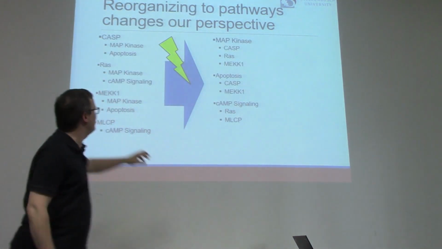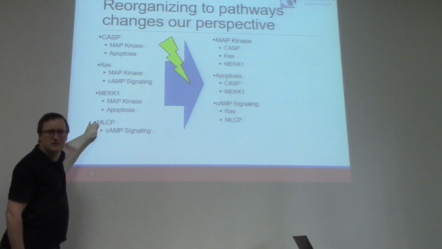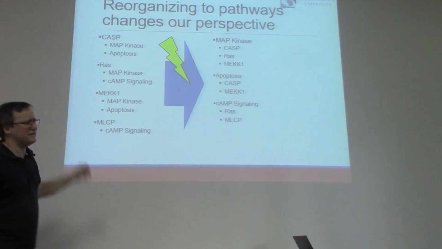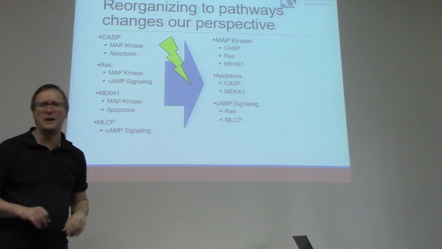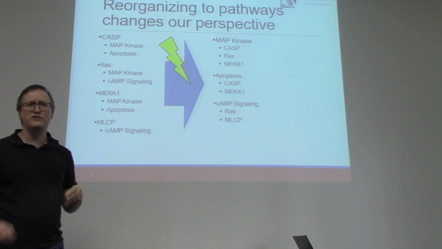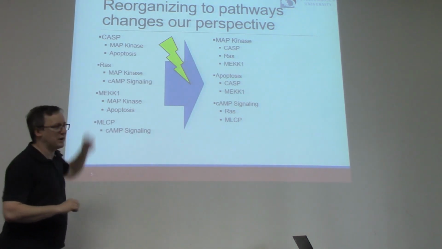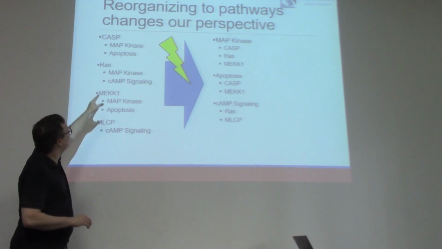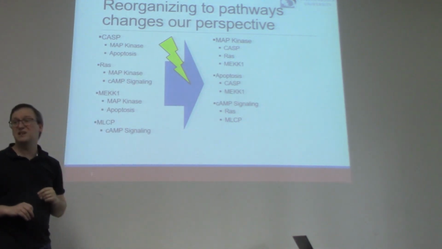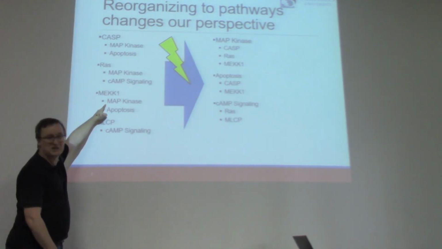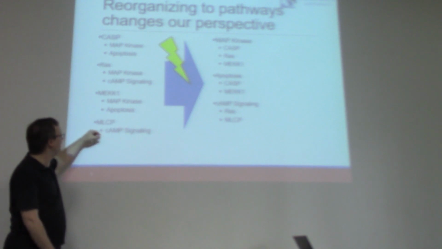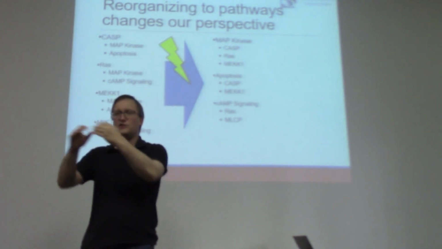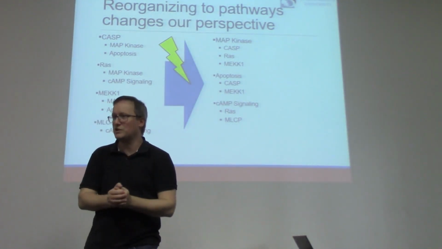So a lot of times we think of people enumerating genes and then putting together some sort of assessment of what types of activities are attributed to them. So I've just pulled a few functions from a few very popular genes. So CASP up here is part of the MAP kinase pathway. CASP is part of the apoptosis pathway. RAS, another really, really popular gene for study, is part of the MAP kinase pathway as well, and cyclic AMP signaling. MEK1, it's also part of MAP kinase. Apoptosis is another follow-on for it. MLCP, also involved in cyclic AMP signaling. So we can think of it that way. For each gene, what are the possible activities in which it's involved?